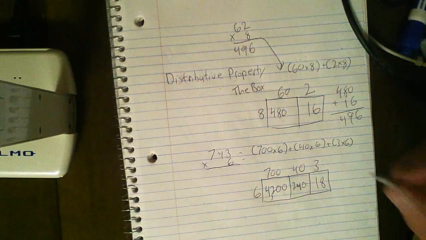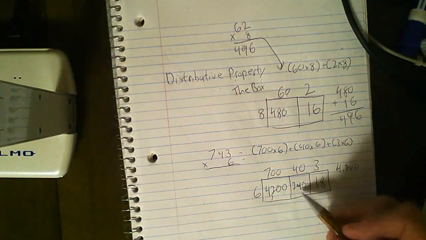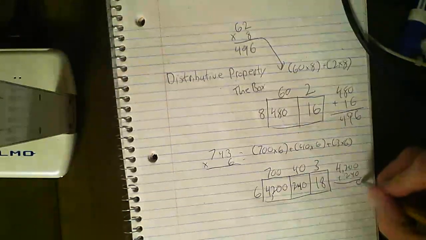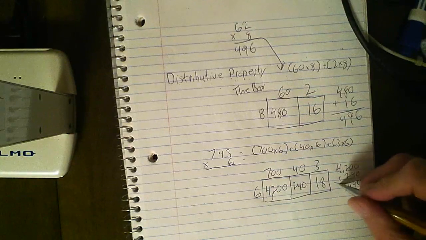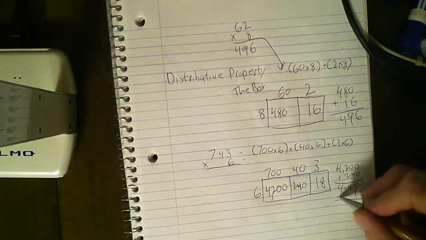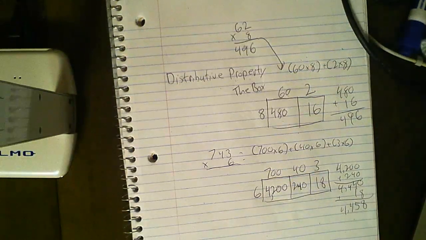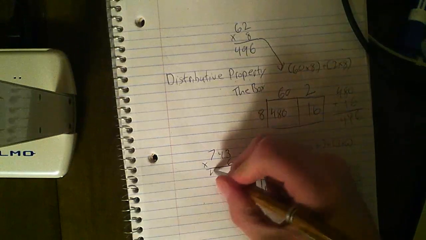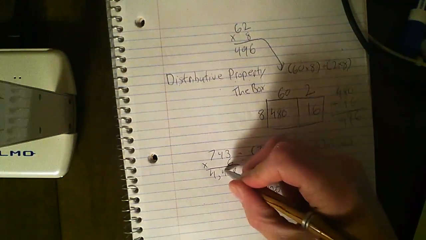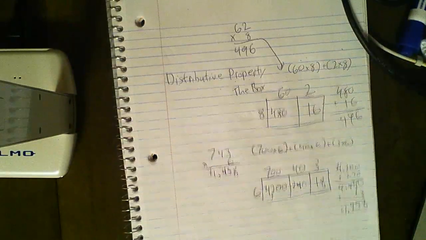And then like in the other one, now we need to put all the parts back together. 4,200. I'm going to add 240 to that. That's 4,440. And then add 18. And it's 4,458. So 743 times 6 is 4,458. So that is one multiplication strategy.